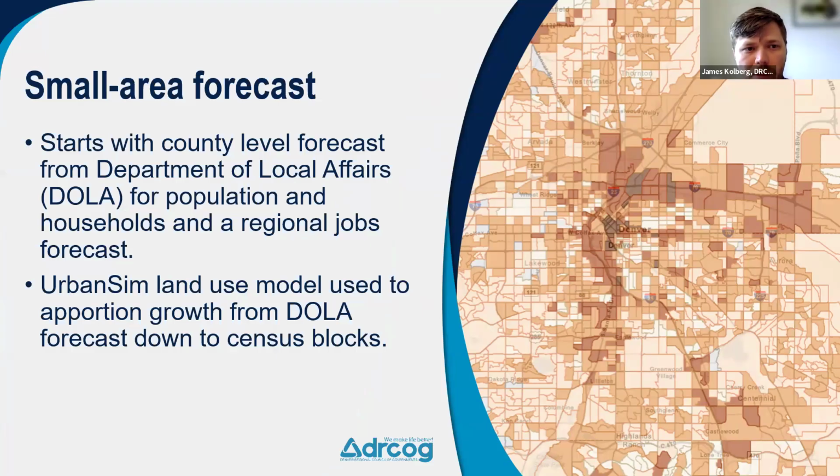So the small area forecast starts with county level forecasts from DOLA. We call those county controls. So our forecast perfectly matches those forecasts at the county level, but then obviously with the small area forecast, we go into a lot more detail geographically about where those population, jobs, and households are going to land within the counties. And we use a land use model called UrbanSim, and that's the model that actually allocates growth down to the smaller areas.